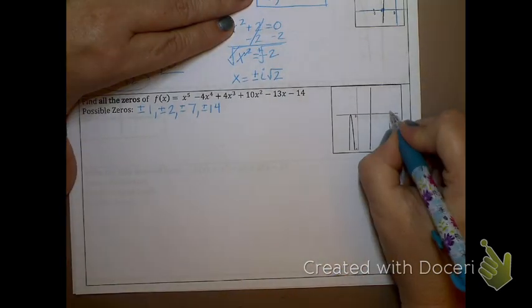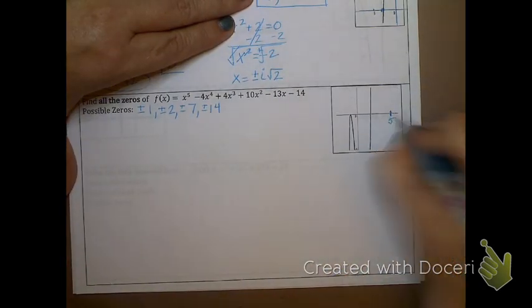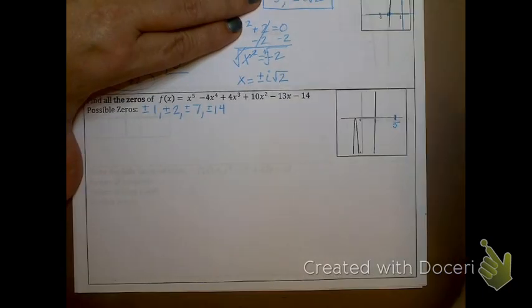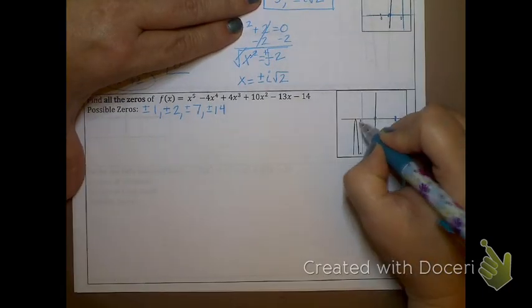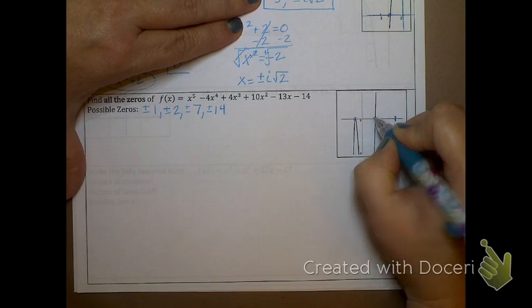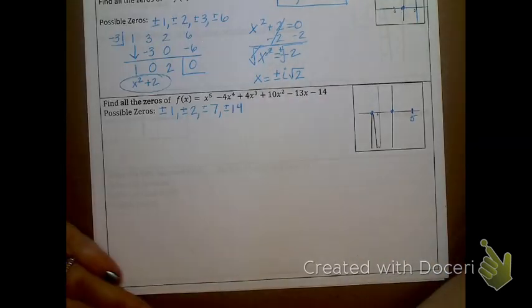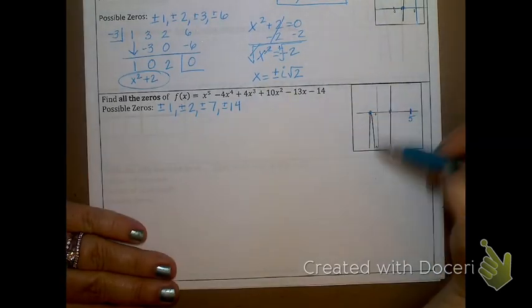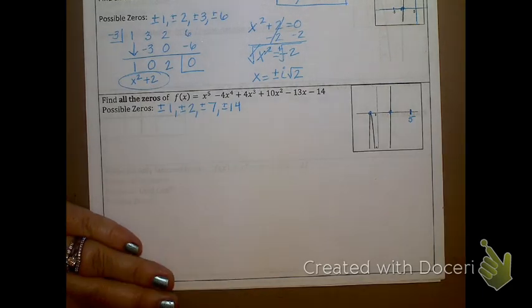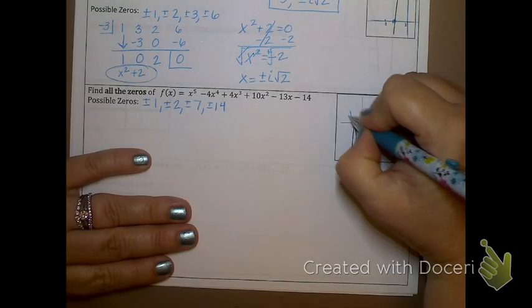Okay, this is 5. And there's my origin. Now I notice I can see 2 of the roots, or 2 of the zeros. And one of them is bouncing off the x-axis, which means it's what? Multiplicity of 2.